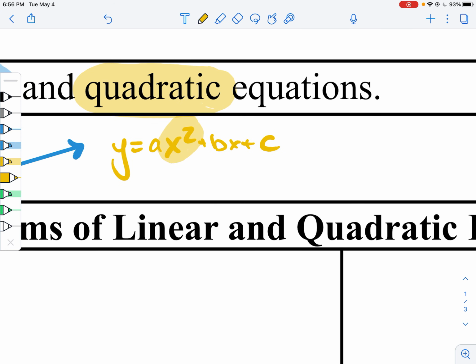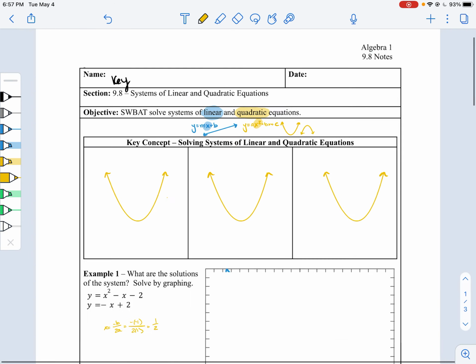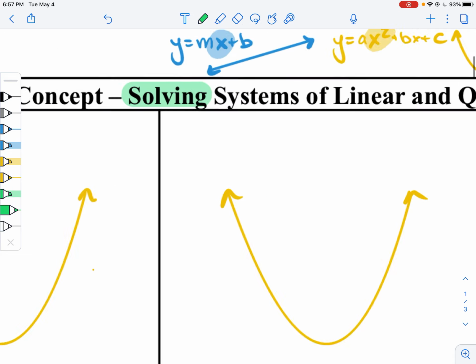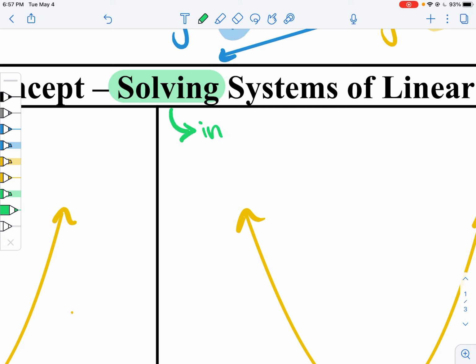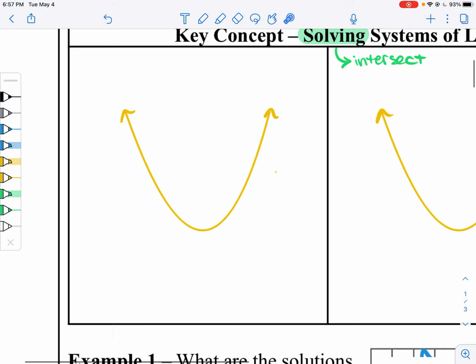The graphs of quadratic equations are always in the shape of a parabola, looking like that, or like that. So that's cool too. Okay, now when you have a system of linear and quadratic equations, that's when you have a linear equation and you have a quadratic equation. Their solution is going to be where the graphs intersect. You want to find the point that lies both on the line and on the parabola.